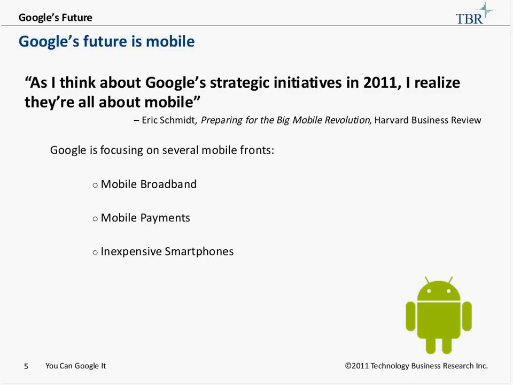Google's initiatives lately have been about the mobile space, but don't take my word for it. Google and former CEO Eric Schmidt says the same thing. She sees Google's mobile future hinging on three things: mobile brand, mobile commerce, and driving the price of Android smartphones downward.